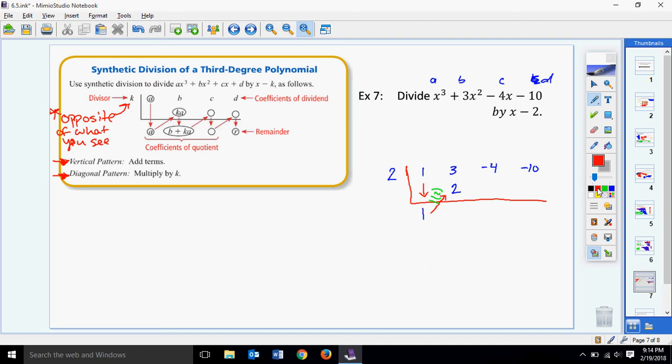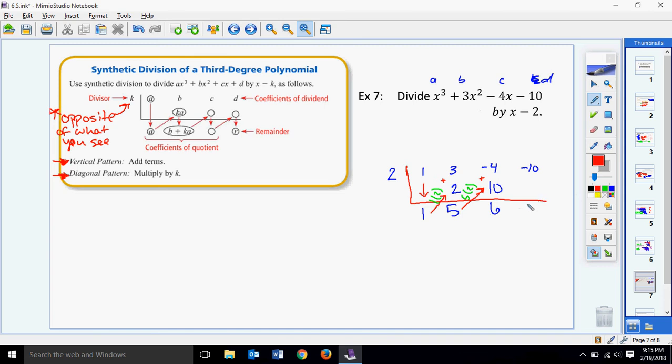Now, what did we say we were going to do vertically? What's our vertical pattern? We're going to add these terms. So 3 plus 2 gives me a 5. Now I'm ready to go diagonally. So diagonally, we're taking this number times our k. That means I'm taking 5 times 2. 5 times 2 would give me a 10 here. Now I'm ready to go vertical. I want to add a negative 4 plus a 10 would give me 6.